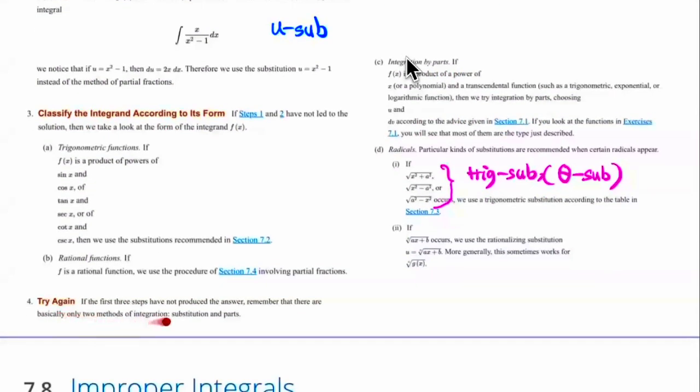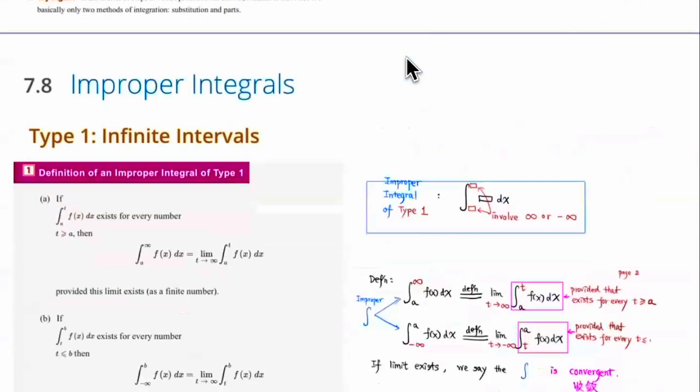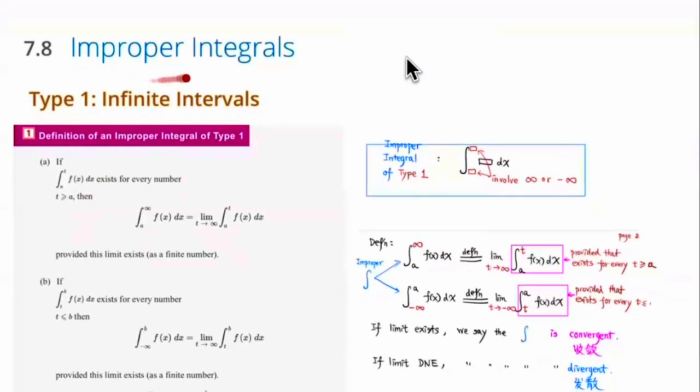And number 4 is try it again. Sometimes you have to use 2 different methods, not just one method. So maybe you have to do a U sub first, and then later you do an integration by parts. So you have to combine different methods sometimes. Okay, and then 7.8, we talk about improper integrals.